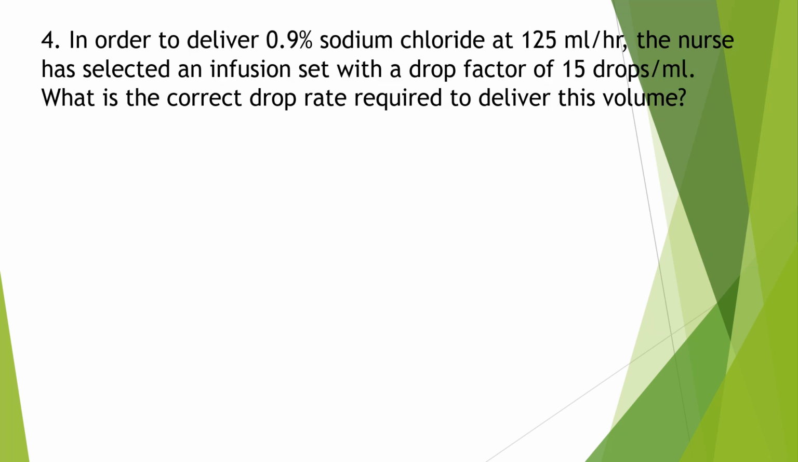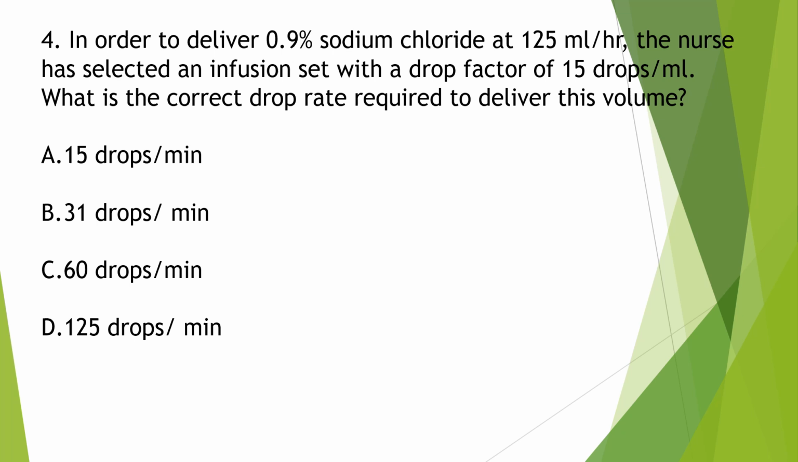In order to deliver 0.9% sodium chloride at 125 ml per hour, the nurse has selected an infusion set with a drop factor of 15 drops per ml. What is the correct drop rate required to deliver this volume? 15 drops per minute, 31 drops per minute, 60 drops per minute, 125 drops per minute. This is a question which requires some calculation. For this, you need to know certain things. The answer is 31 drops per minute. I will tell you how we got it.